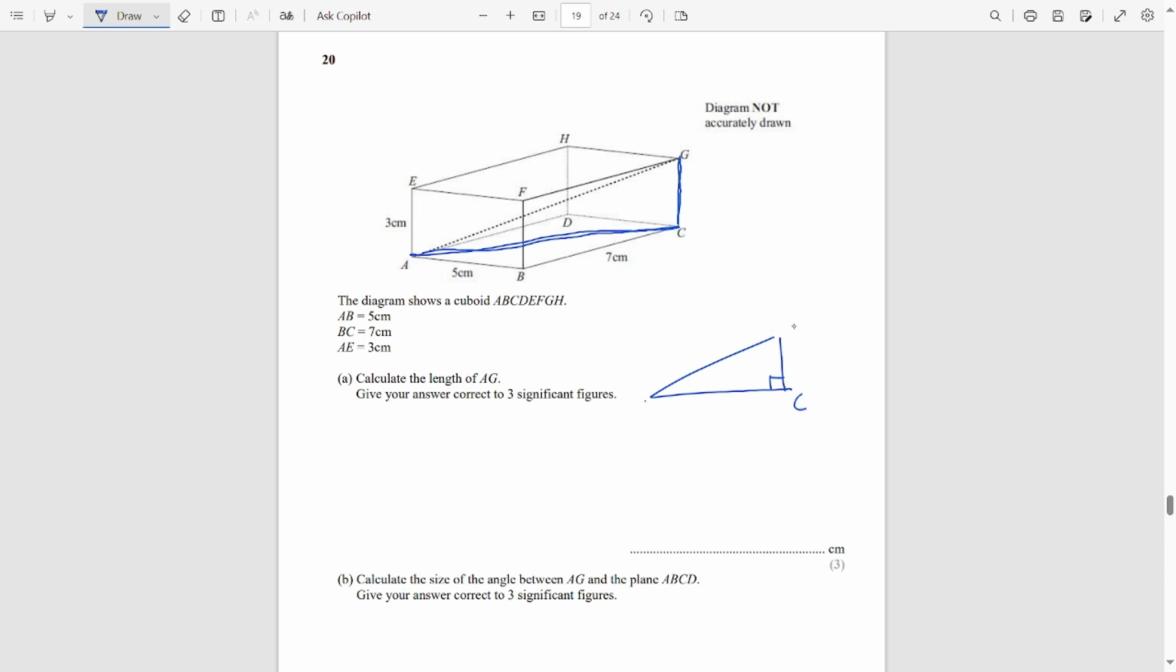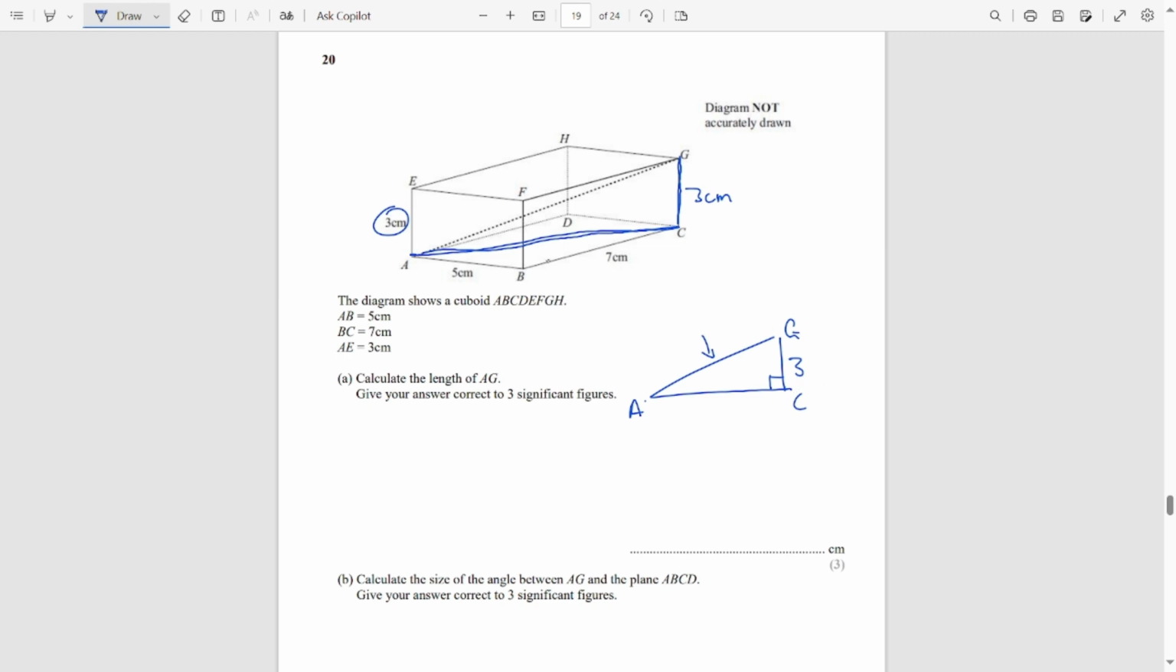This is C here, we have G at the top, I have A down here, and I am wanting to work out this length here, that's going between A and G. Now CG we have, that's 3 centimeters. It's going to be exactly the same, yes? This is going to be 3 centimeters over here as well.